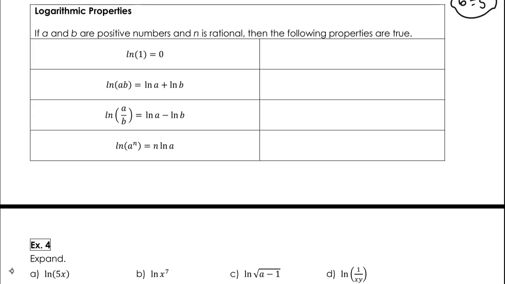Natural log of 1 is 0, because there's really an e right here as the base. So we could say e to the 0 is 1. That's why that works. So there's really no example to do over here. I'm just going to say natural log of 1 is 0.